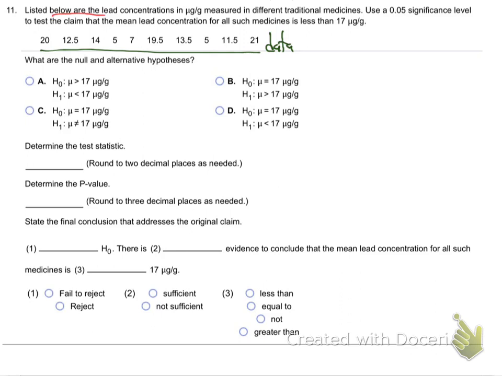Let's do the lead concentrations in medicines below. Use a 0.05 significance level to test the claim. Here comes the claim, the most important thing to us. What's the claim? The mean lead concentration is less than 17.